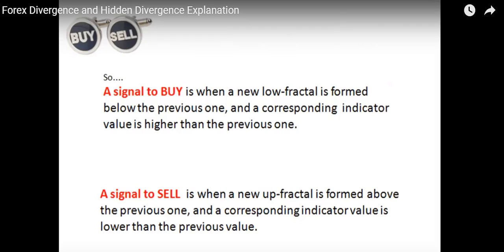A signal to buy is when a new low fractal is formed below the previous one and a corresponding indicator value is higher than the previous one. A signal to sell is when a new up fractal is formed above the previous one and a corresponding indicator value is lower than the previous value.